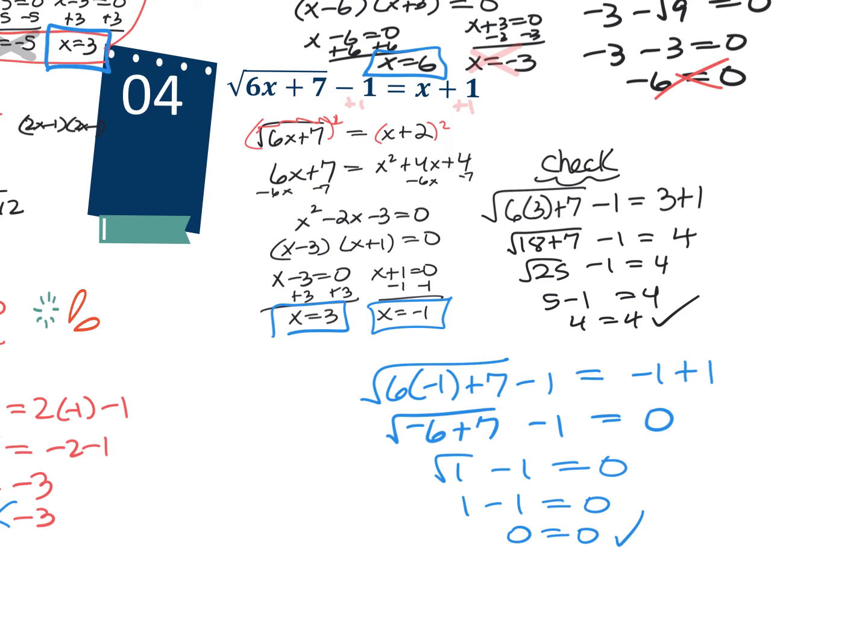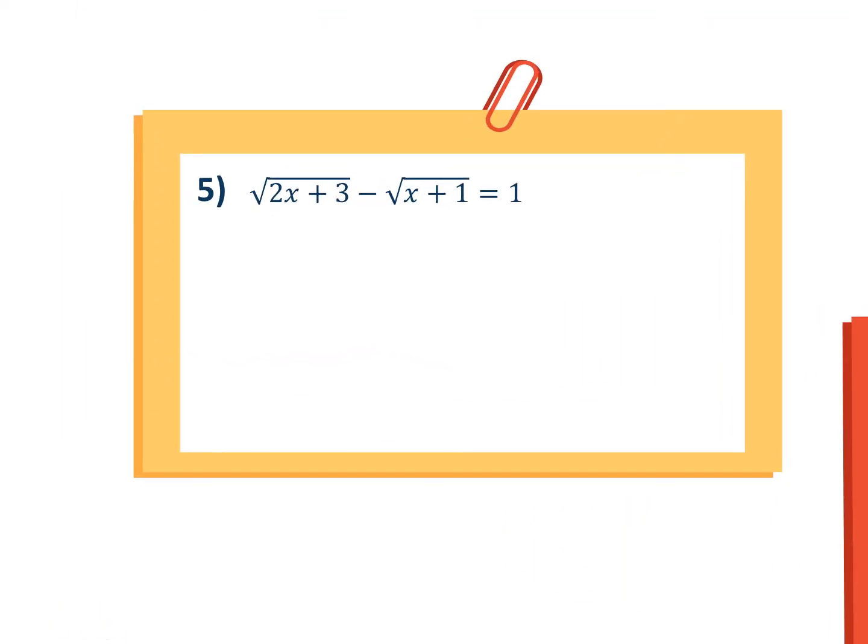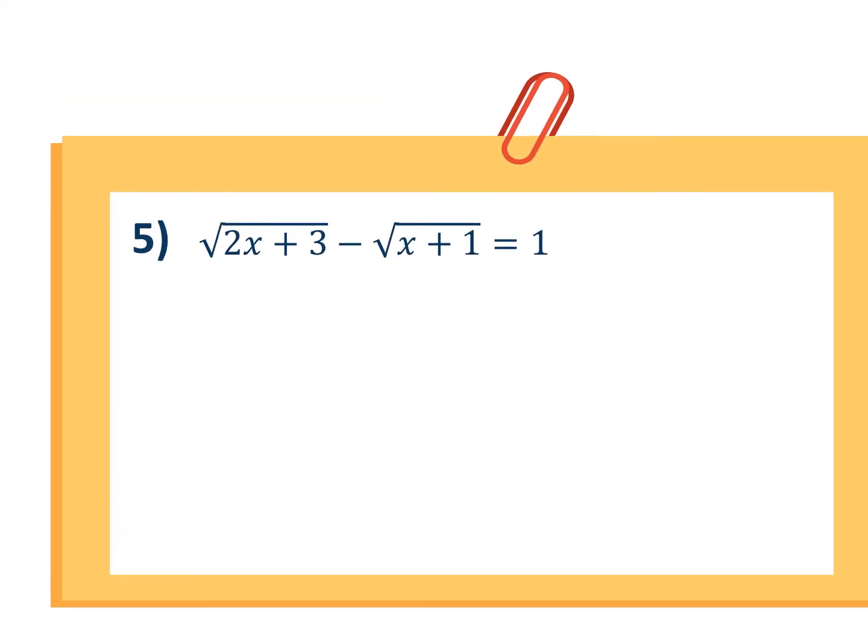All right, next one. We're actually going to have to isolate the radical twice here. So this one's a little bit more challenging. So let's try example 5. So again, my first step is to isolate the radical. This one actually has 2 radicals, so I'm going to have to do that isolation process twice. So watch what we're going to do. We're going to isolate one of them. So I'm going to move this one to the other side.